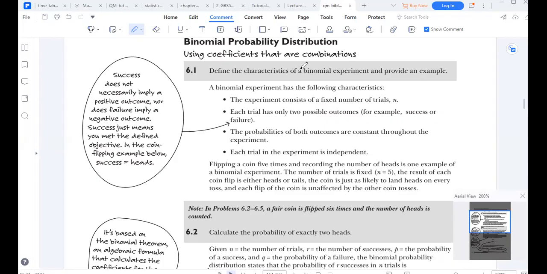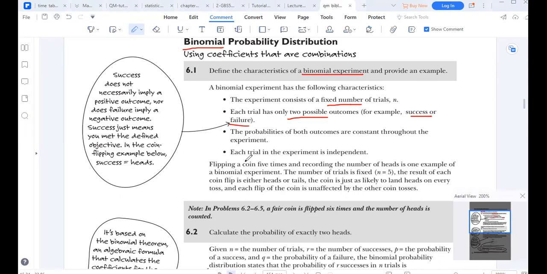Our session will look at one of the distributions, which is called the binomial distribution. You'll also be asked to describe the characteristics of a binomial experiment. Number one, the experiment consists of a fixed number of trials given by n. Number two, there are only two possible outcomes. That's why it is bi. Bi means two, either a success or a failure.